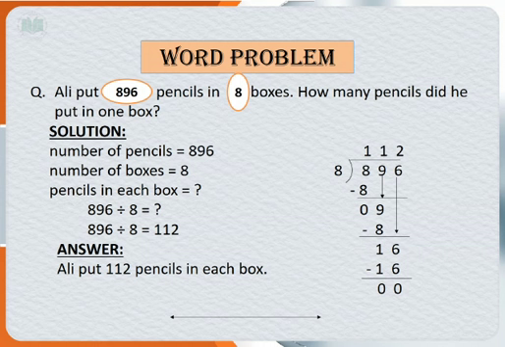Here we see total number of pencils are 896. Number of boxes are 8. To find the pencils in one box, we divide 896 by 8. Read the table of 8 and divide the numbers. The quotient will be 112 with no remainder. In the end, write the answer in words. Ali put 112 pencils in each box.